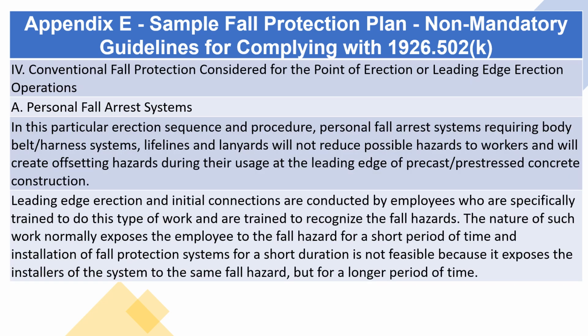4. Conventional fall protection considered for the point of erection or leading edge erection operations. Personal fall arrest systems. In this particular erection sequence and procedure, personal fall arrest systems requiring body belt/harness systems, lifelines and lanyards will not reduce possible hazards to workers and will create offsetting hazards during their usage at the leading edge of precast/pre-stressed concrete construction.